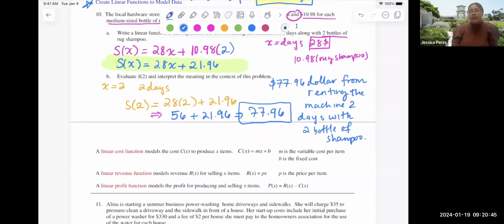All right, so if I would do S of 3, then that would be 3 days. What if now you know the days, but you don't know the rug shampoo? Then that would be something different because that would be a function of y, not a function of x. So it would be another variable.